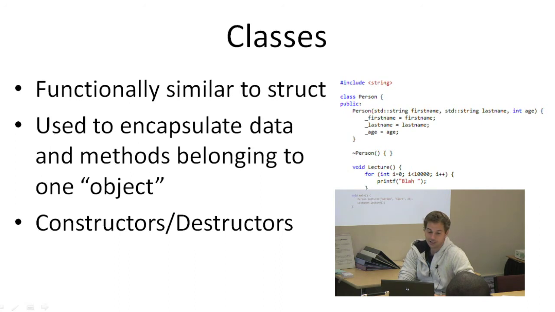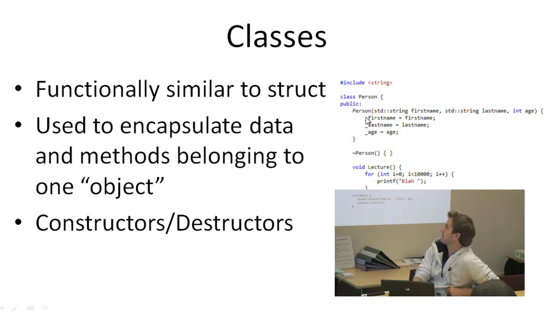Right, so classes are functionally similar to a struct, and they're usually used to encapsulate data and methods that belong to one object. In C++, they're actually pretty much interchangeable, really. I'm not really sure of any differences between structs and classes. But typically you use a struct for just storing a few bits of data together about something. A class you might give methods to as well.